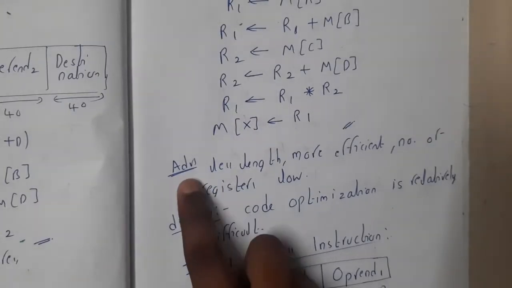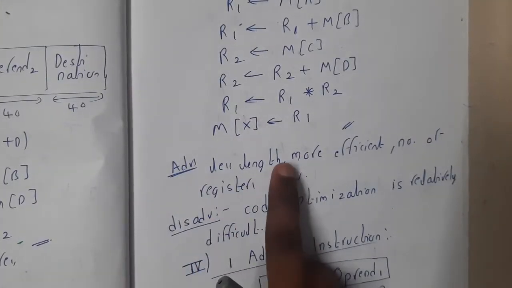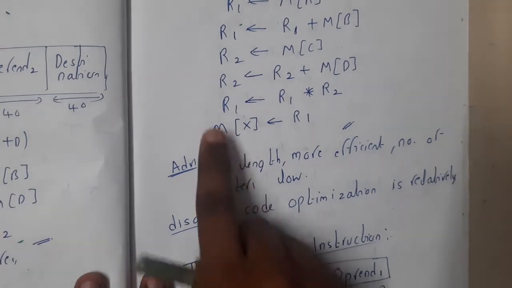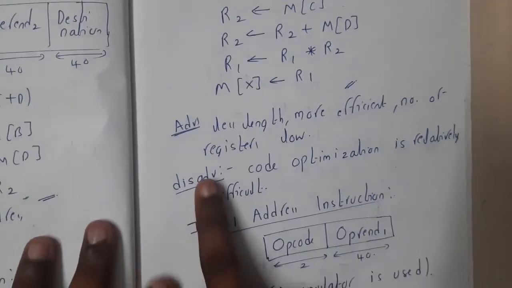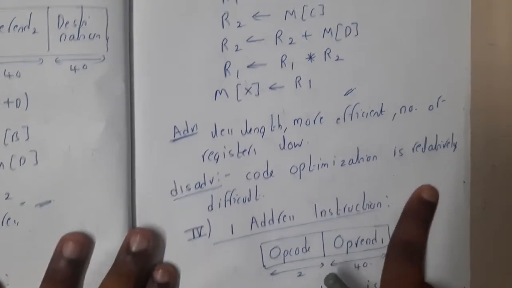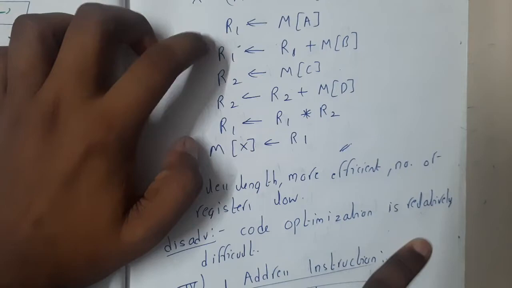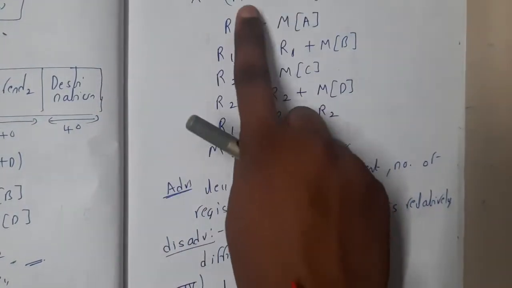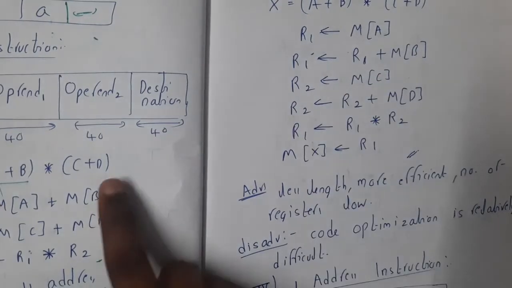The major advantage here is that it is less in length, more efficient, and the number of registers is low. Again, here we are using only two registers. The major disadvantage is that code optimization is relatively difficult. So here how many lines are there, guys? In total 1 2 3 4 5 6. To do just a single small addition and multiplication, it is taking 6 lines. Here how many lines did it take? It took 3 lines. So it is almost double.